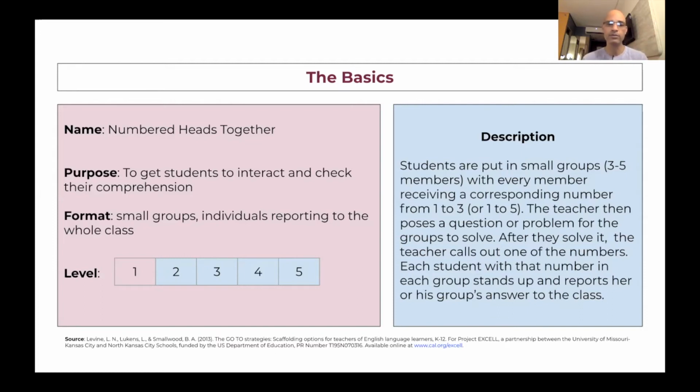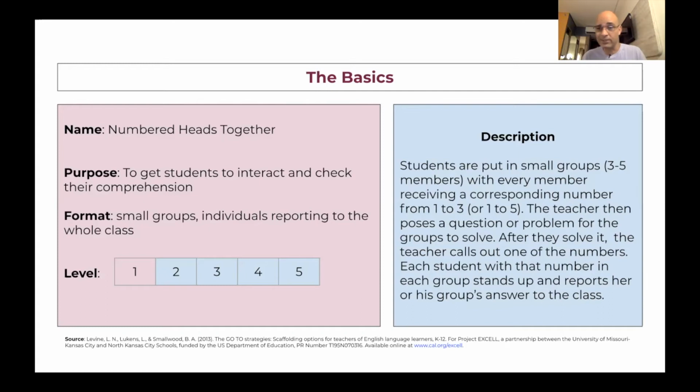The teacher then poses a question or problem for the groups to solve. So the 3 members of the group will solve that question. After they solve it, the teacher calls out one of the numbers. And then the student that has that number in each group will stand up and report the answer, maybe the process through which they got to the answer, to the class. And then they go back.